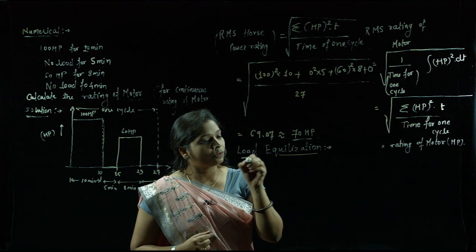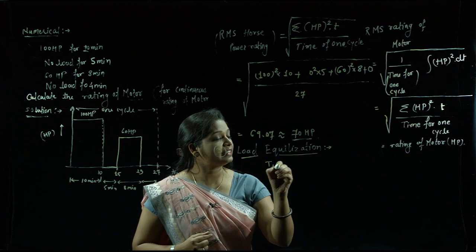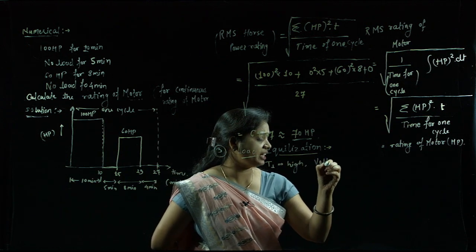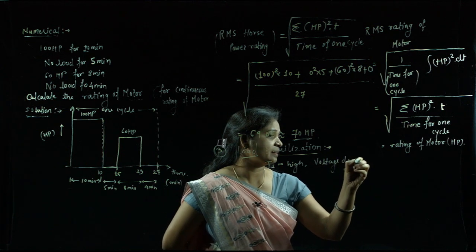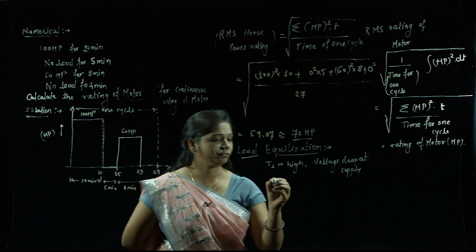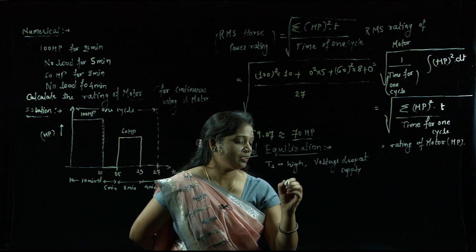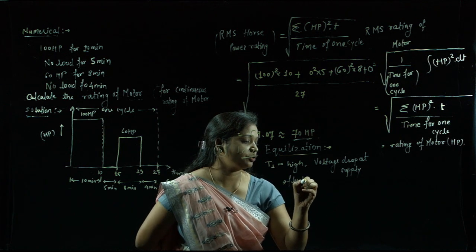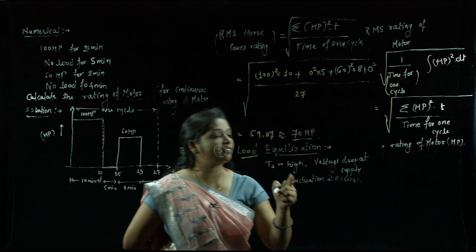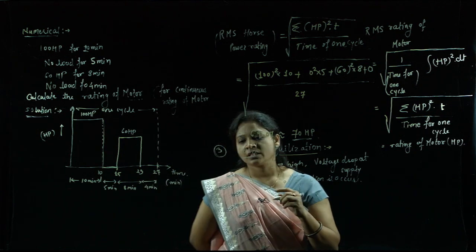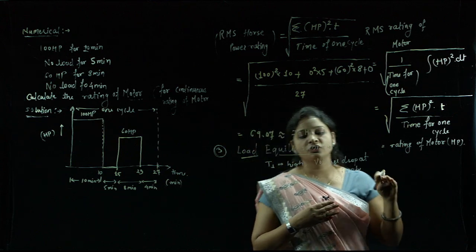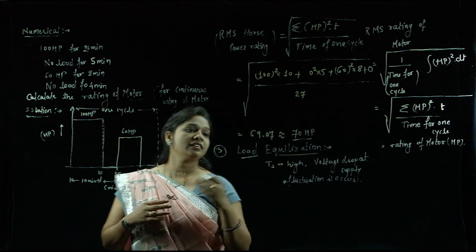So if the load torque is high, then there is a voltage drop at the supply side, and because of that voltage drop, fluctuation occurs. So to reduce the fluctuation, some mechanism is required. The smoothing process of the fluctuation, or reducing the fluctuation, is called equalization.